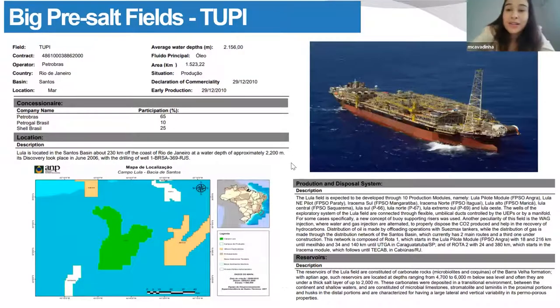So I will start to talk a little bit about our major fields. I selected two pre-salt fields to show you that pre-salt is always a reality in Brazil. As I mentioned, 75% of Brazilian production is coming from offshore, from these pre-salt fields that are located offshore.